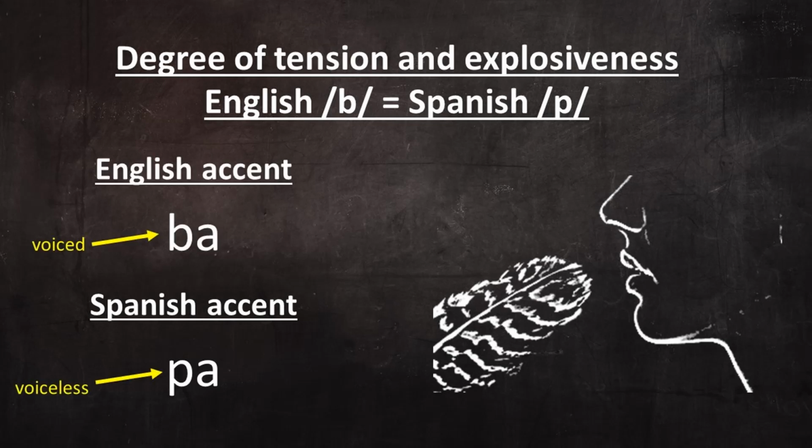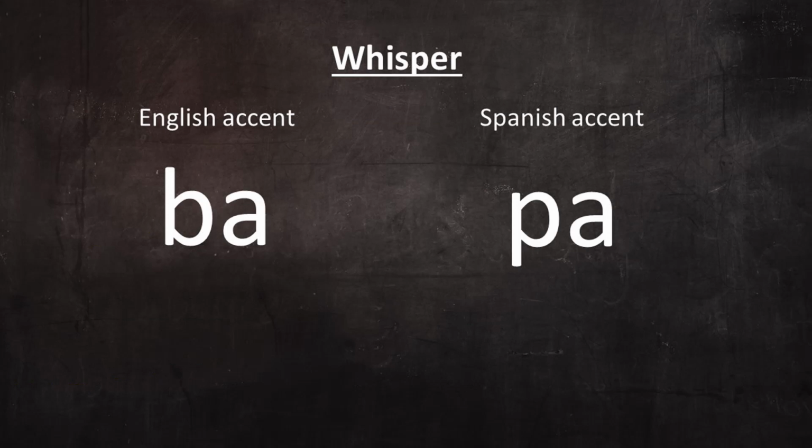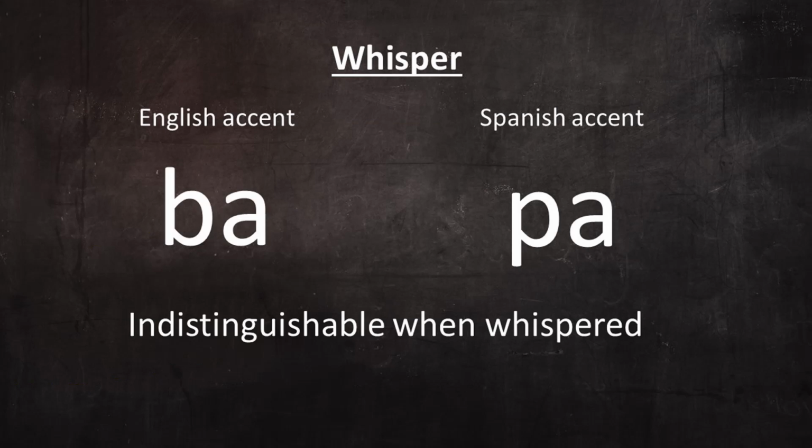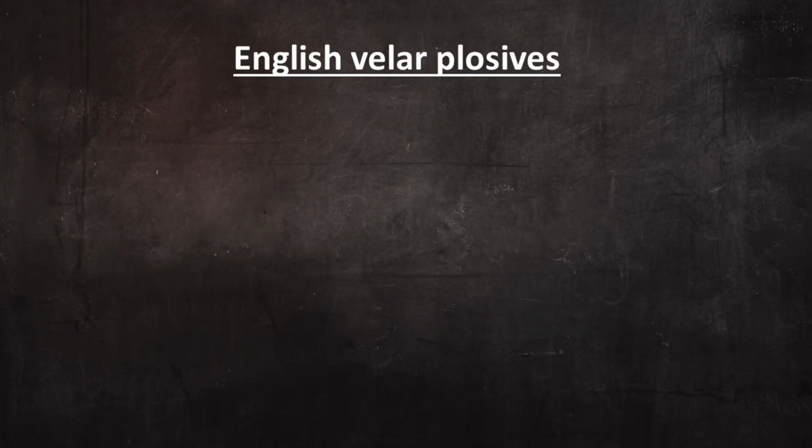is voiceless. One interesting experiment is to whisper this syllable with an English accent and this one with a Spanish accent. Ba, ba, ba, ba. To my ear, the two are indistinguishable when whispered. And the same concept is true for the velar sounds.